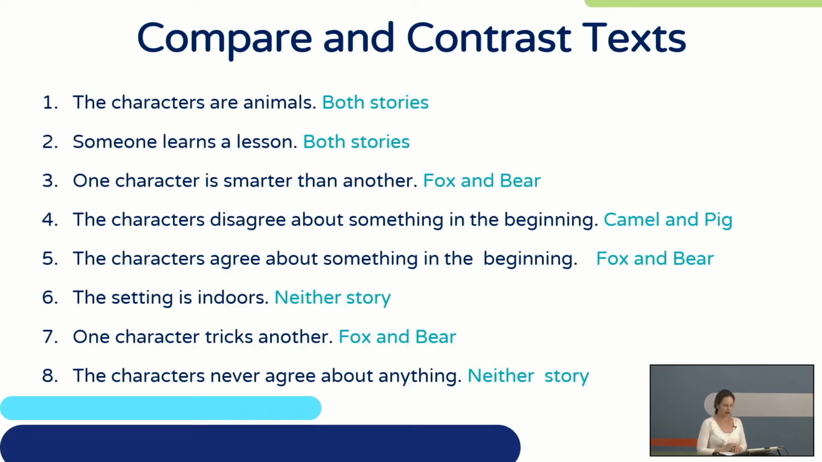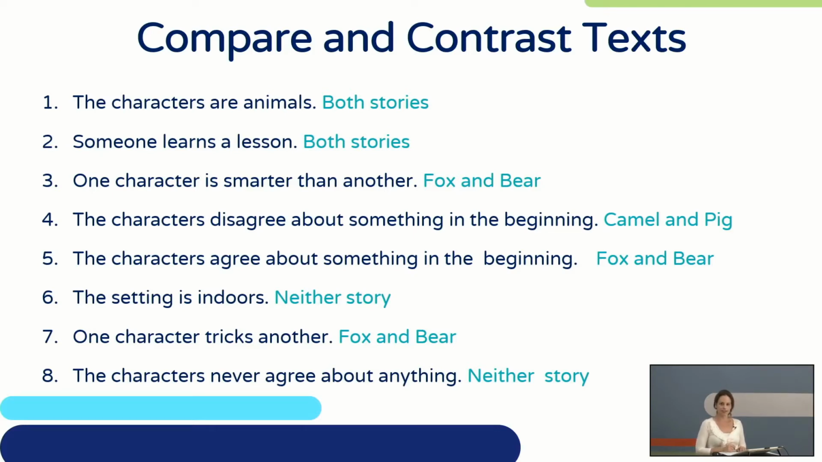Number 4, the characters disagree about something in the beginning. The answer I hope you wrote is Camel and Pig. In the beginning, Camel says that being tall is better, whereas Pig says being short is better. Number 5, the characters agree about something in the beginning. So the answer to this is the Fox and Bear story. In the beginning, they both agree to share the field, to share the crops.